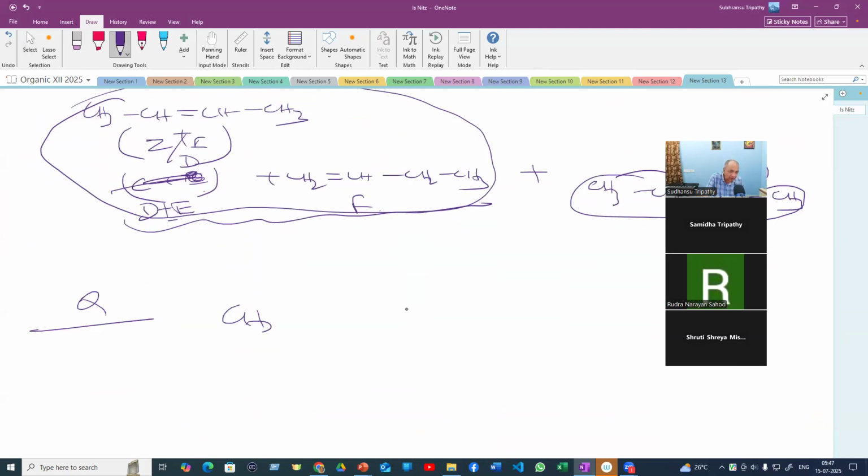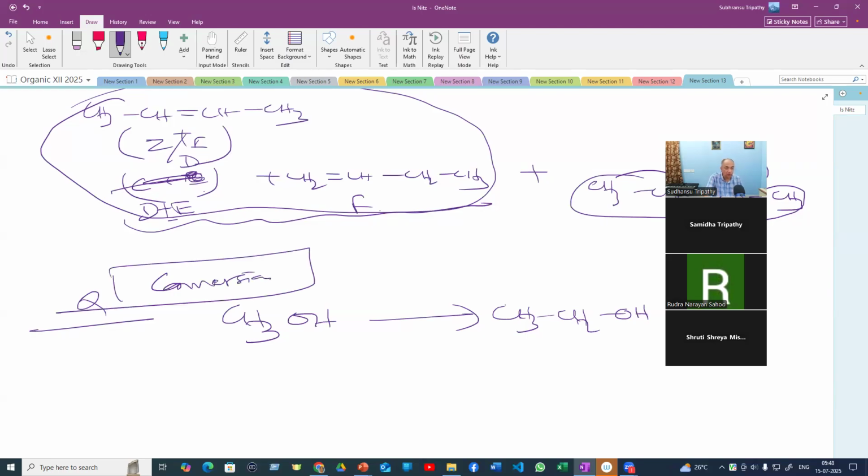Supposing I give you methanol and I want this one, ethanol, so that you have the entire laboratory with you. You have to use only inorganic reagents and organic conversions. These are called conversions.